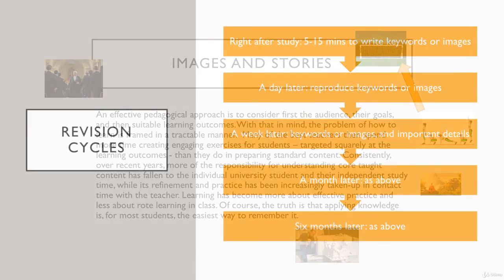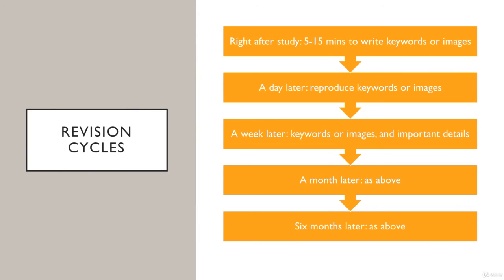A quick look now at revision cycles. So right after you study, you might want to spend 5 to 50 minutes to write keywords or images from that learning. So right after reading a book or attending a lecture or a training course. A day later, try to reproduce those keywords or images. A week later, again, reproduce keywords and images, add some important details if you want. A month later again, 6 months later again.